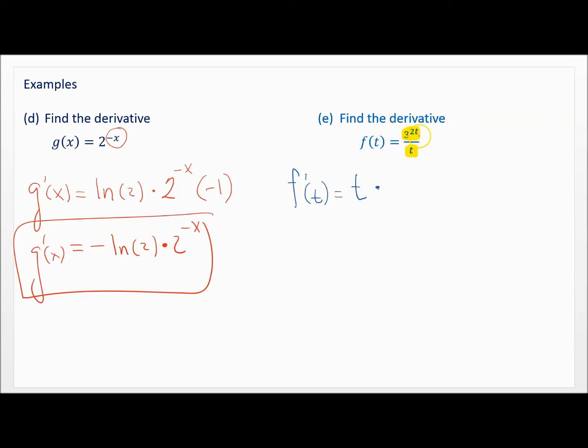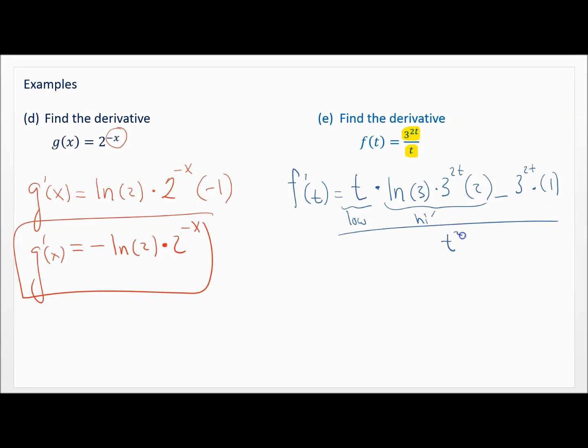Now again, this is an exponential function with base 3. So I'm going to have this times natural log of 3 times 3 to the 2t, but I also have to multiply times the derivative of the exponent, so times 2. So this is low, and this is the derivative of high. And then minus high, which is 3 to the 2t, times the derivative of low, which is just 1, all over low squared, so t squared.